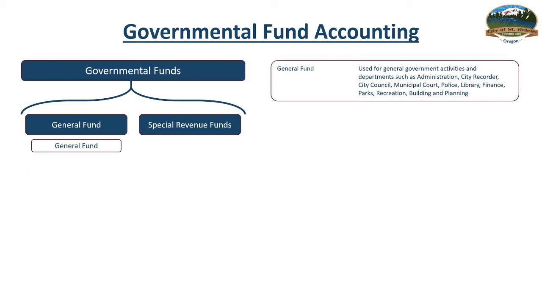The general fund is where you will find the largest portion of any government budget. As mentioned earlier, it is where the majority of city departments appear. The City of St. Helens currently runs departments like Administration, City Recorder, City Council, Municipal Court, Police, Library, Finance, Parks, Recreation, Building, and Planning. All of these departments share revenue within the general fund.